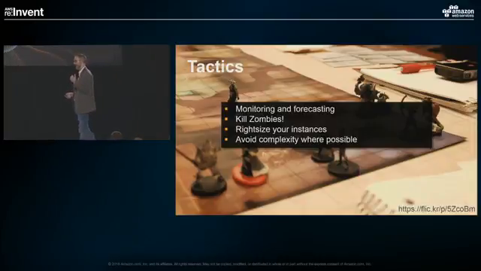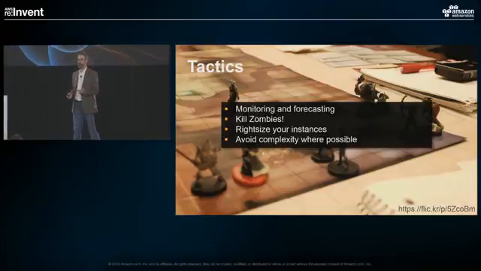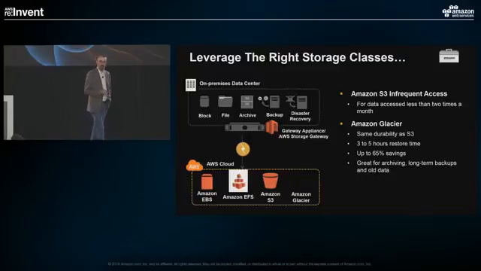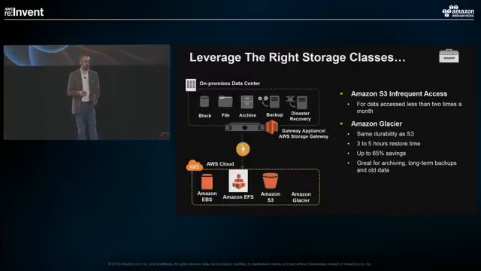Understand, is your application CPU bound? Is it IO bound? Does it have memory constraints? What are the parameters? That allows you to do that right sizing and get the exact instance or set of instances that'll work for you. In addition to instance types, AWS offers numerous storage options. Leverage the right one for your specific workload.